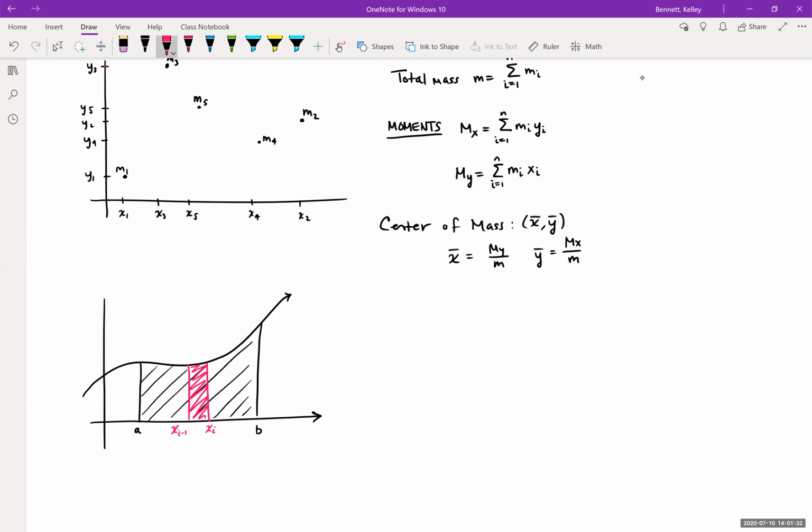the mass of this region is going to be the density times the area. So we're going to have that mass equals density times area, and density is still represented by the Greek letter rho. And we're going to assume that rho is constant throughout the region, meaning it's just some number. It doesn't change.